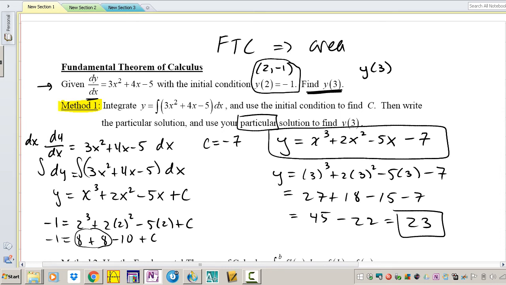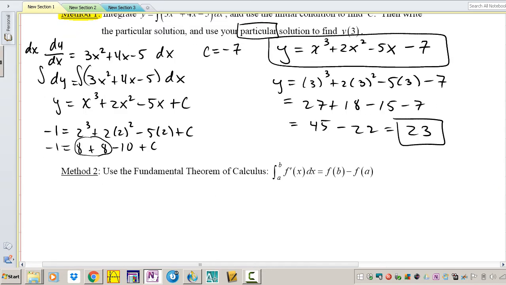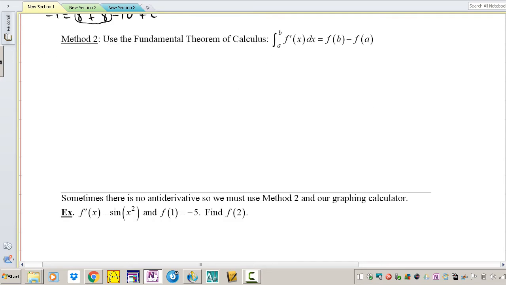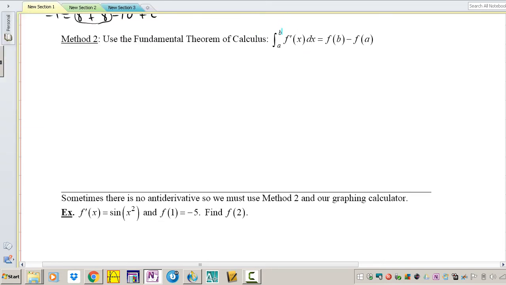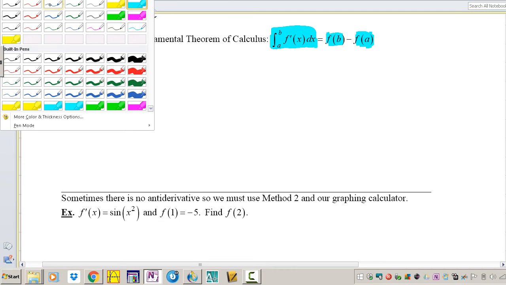Now, method number 2 is just a slight variation of method number 1, but it can actually make things a little bit simpler, a little more organized. So let's review what the fundamental theorem of calculus is. When you take the definite integral of a function, you get the antiderivative when you plug in b, minus the antiderivative when you plug in a. So we're going to use this theorem to help us solve for y of 3.